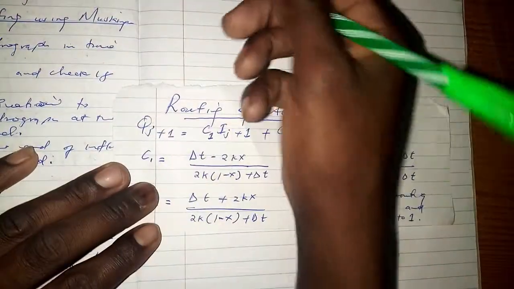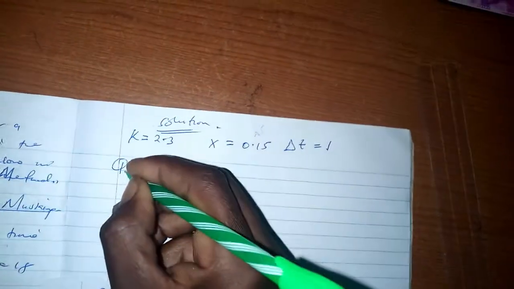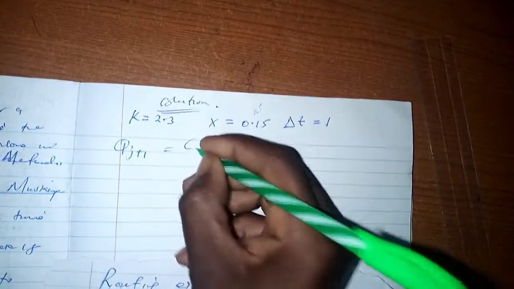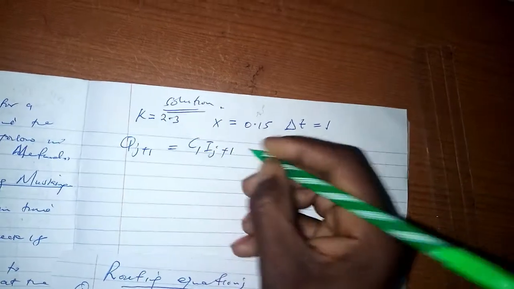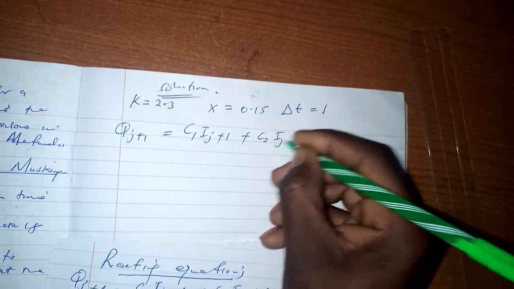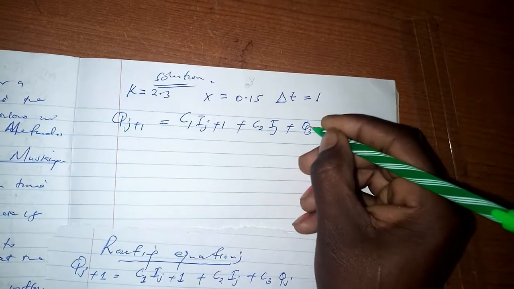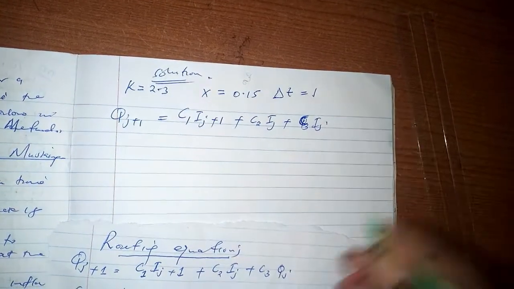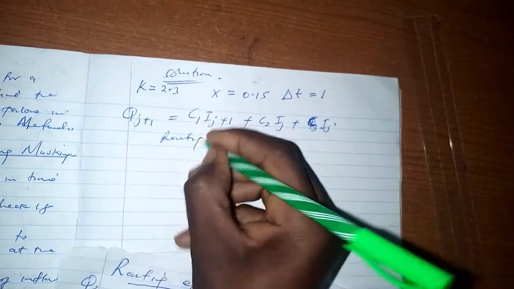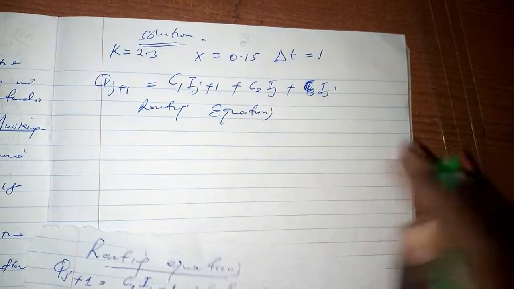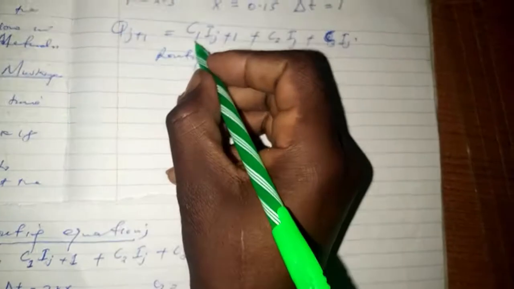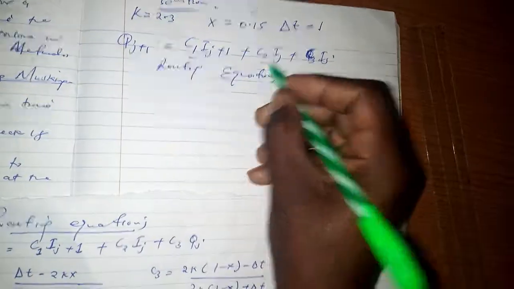So here I have the routing equation here. So the routing equation is Qj plus 1 is the same as C1 Ij plus 1 plus C2 Ij plus C3 Qj. So this is the routing equation. But first, we have to calculate the coefficients of the routing equation, that is C1, C2, and C3.